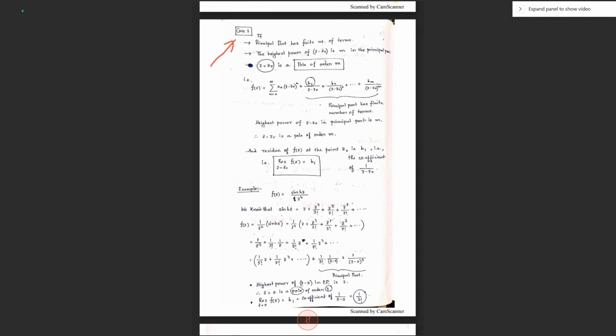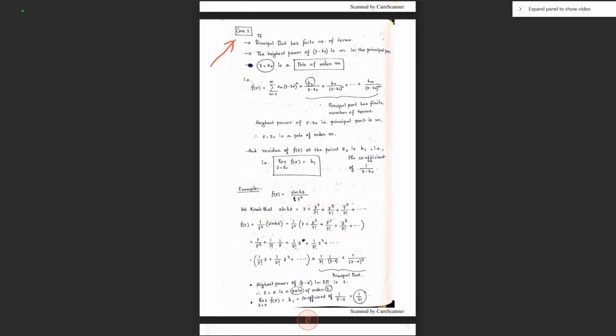Case 1 says that if the principal part has a finite number of terms, then z equal to z0 is a pole. Now we have to find the order of the pole. To find it, we have to find the highest power of 1 by z minus z0.